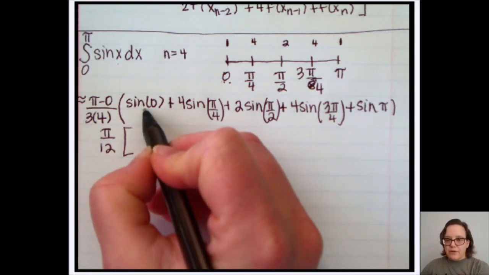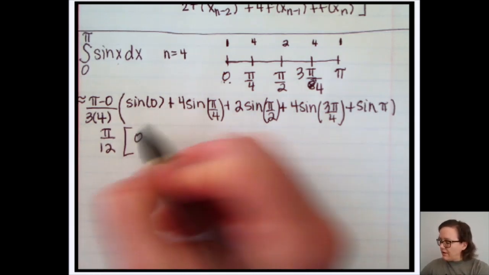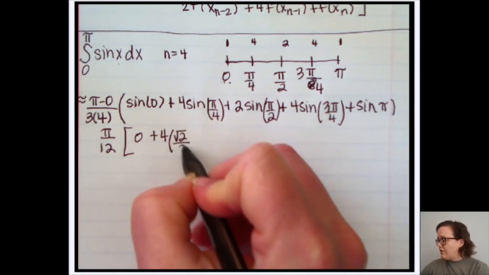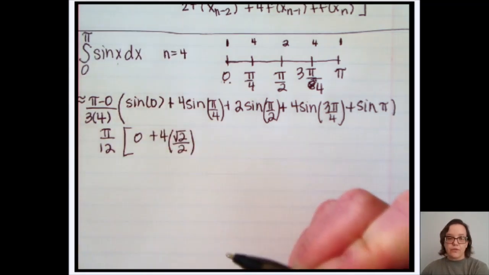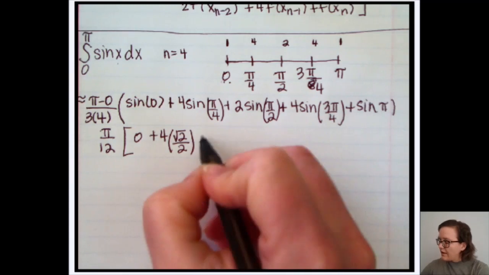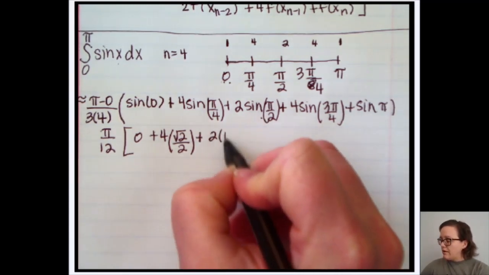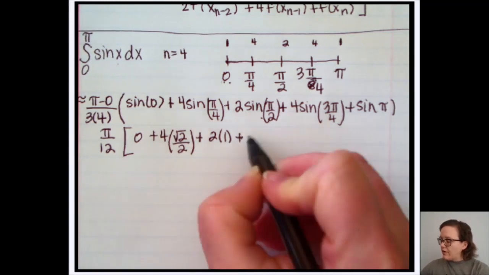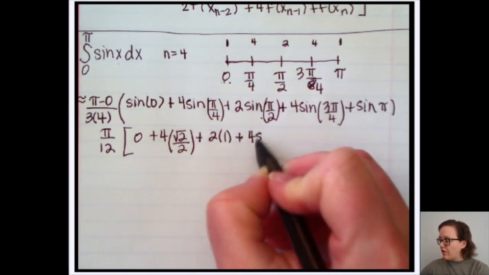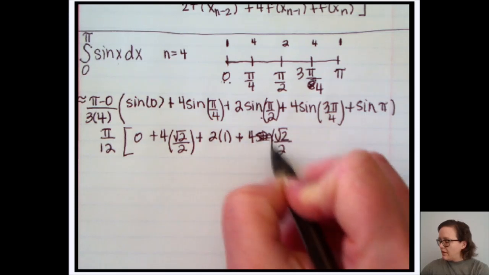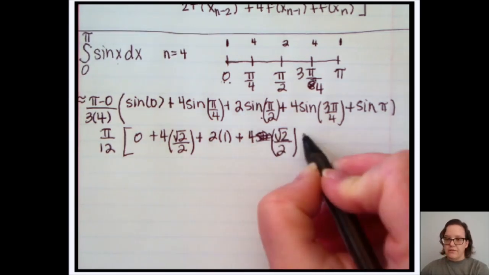Sine of 0 goes to 0. Okay. Again, using our charts, sine of pi over 4 is root 2 over 2. Okay. Sine of 90 degrees or pi over 2 is 1. Okay. And then 3 pi over 4, the sine of it is also root 2 over 2. Okay. And then the sine of pi is 0.